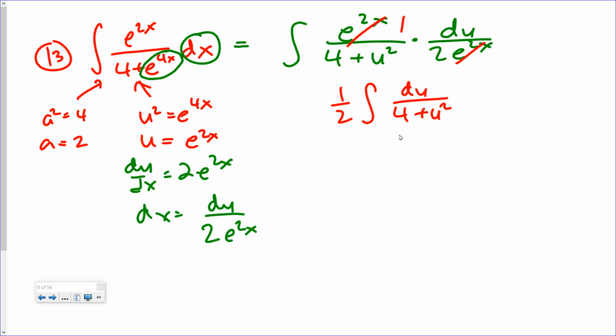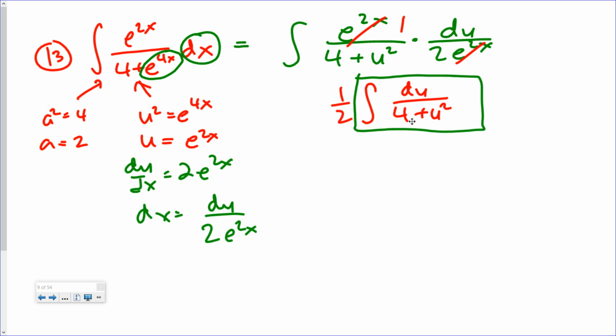Are you guys okay that I pulled that 1/2 out? Okay, you got to pull all your scalars out, because what you have left needs to be an easy reverse power rule problem, or it needs to be something on your pink sheet. And if you have your scalar in there, then you won't find it on your pink sheet. It'll kind of mess you up. Okay, so I pulled out my scalar.